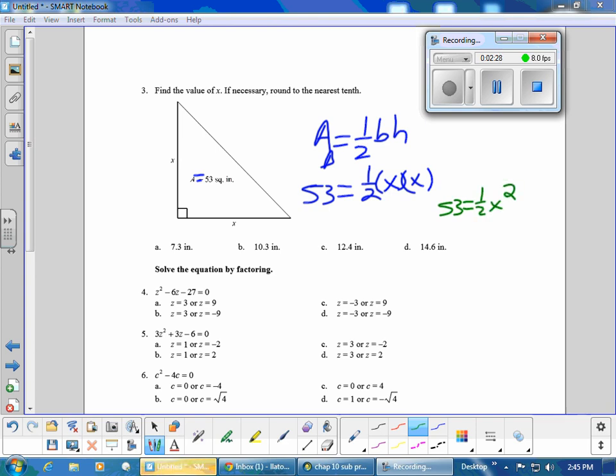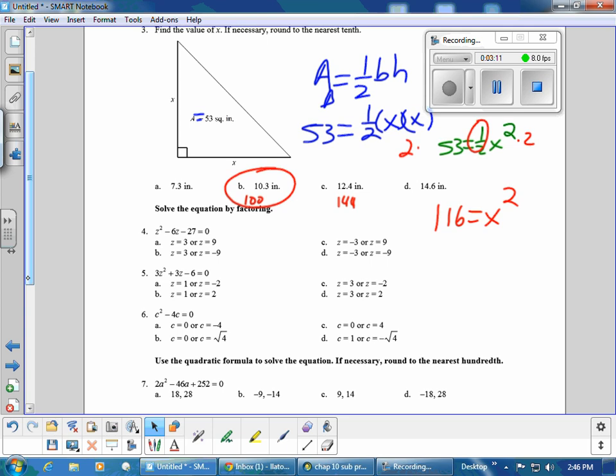And now we can divide or multiply both sides by 2. So we want to get rid of this half. So multiply both sides by 2, or divide by 1/2, same thing, and we get 116 equals x squared. And then we're going to go to our calculator and get an answer. Well, since 12 squared is 144, 10 squared is 100, I've got to go with this answer here, 10.3. If I were to use my calculator, it should come out to be the same answer as letter B for number 3.